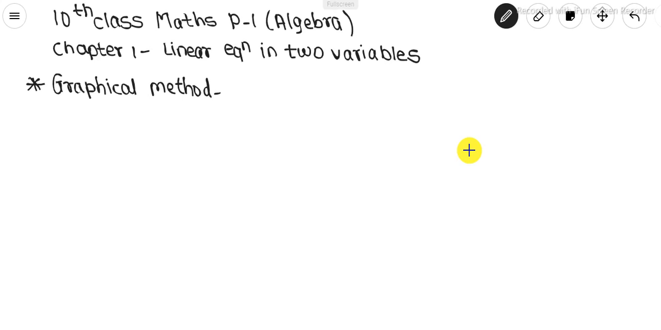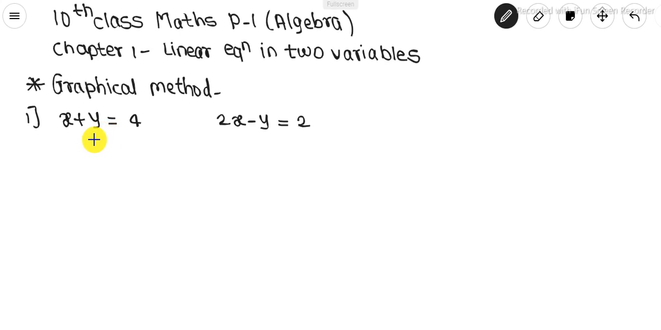So now we start with one example that is given in your book. The example given in your book is x plus 4y is equals to 4. This is one linear equation, and another one given in your book is 2x minus y is equals to 2. This is the equation given in your book.